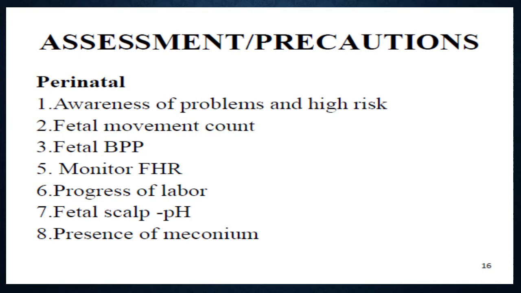How can we assess the baby with asphyxia? Perinatally, we have to be very aware of the problems that give you a very high risk for asphyxia. You have to tell the mother to cooperate with you and calculate the fetal movement count. Also, the fetal biophysical profile, monitoring the fetal heart rate, very careful progression of labor, fetal scalp pH, and also the presence of meconium is a very bad omen for the baby.